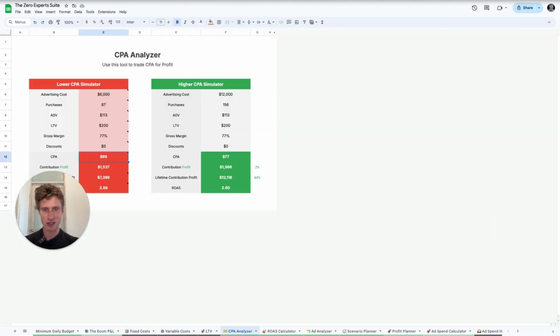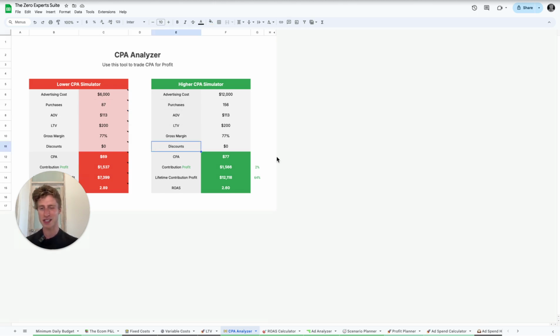CPA analyzer. So this is what your profit would look like at a higher CPA, not only on acquisition, but over lifetime. It pulls in your actual numbers from your dashboard, from your P&L, and 2x's them to answer the question, does taking a loss in margin capture on acquisition from a higher CPA net out positive? In this case, $113 from 87 new customers.